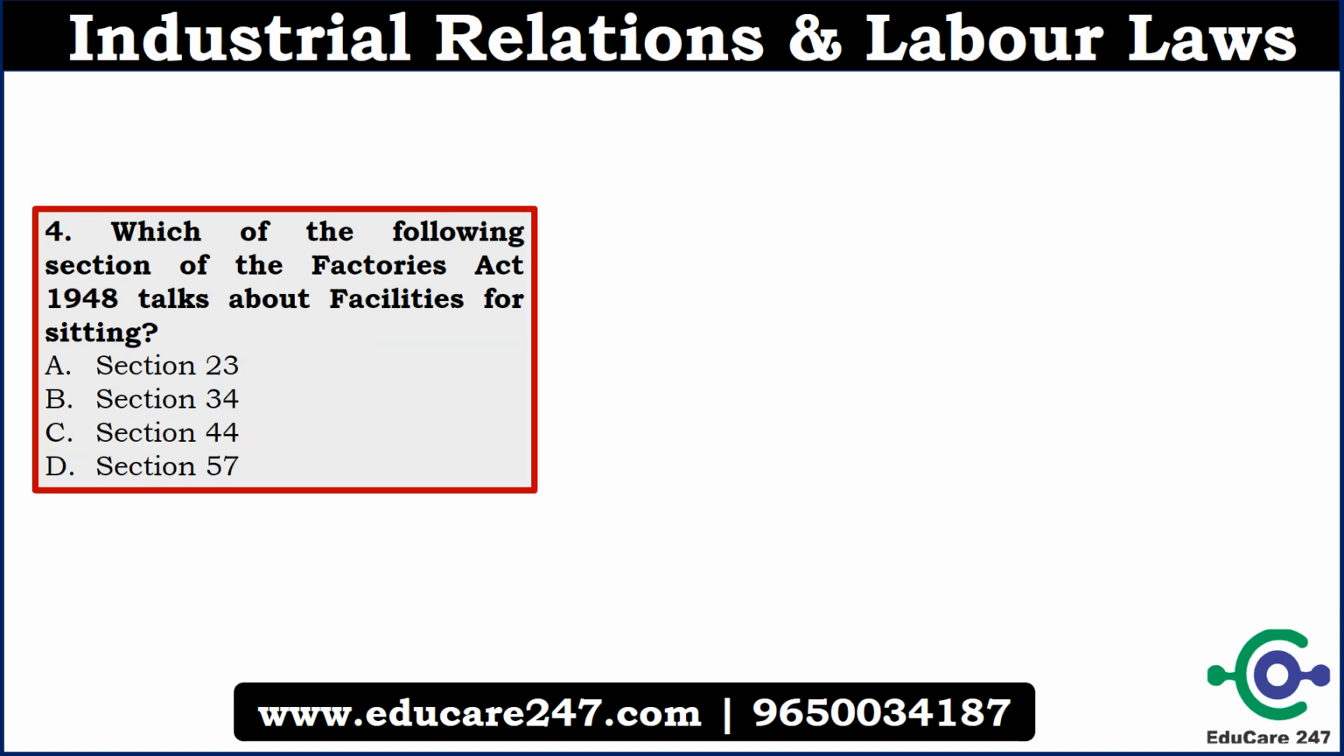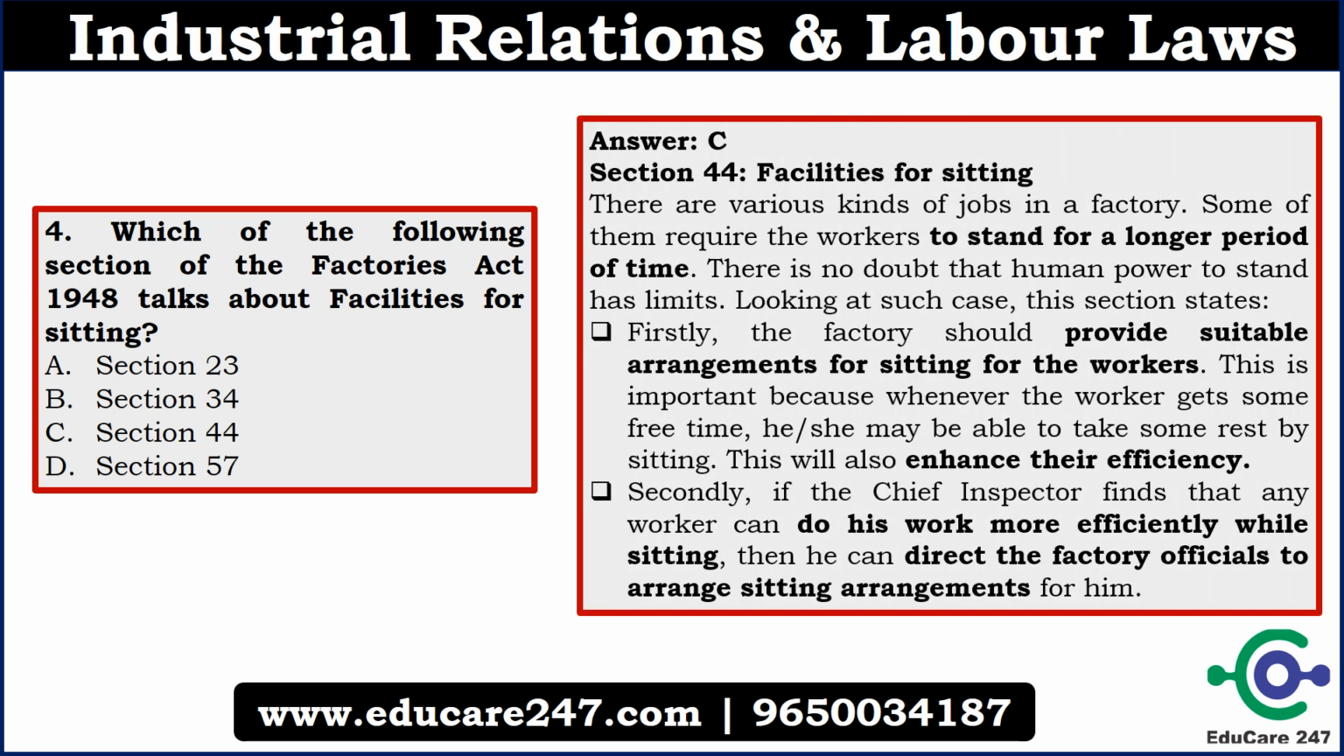The next question is, which of the following sections of the Factories Act 1948 talks about facilities for sitting? The answer is C, section 44. See, in factories there are various kinds of jobs, and many jobs require standing for a long period of time, but there is a human limitation to standing. Humans want some rest for efficiency. So section 44 says that the factory should provide suitable arrangement for sitting for workers. This is important because whenever a worker gets some free time, he or she may be able to take some rest so that it can enhance their efficiency.